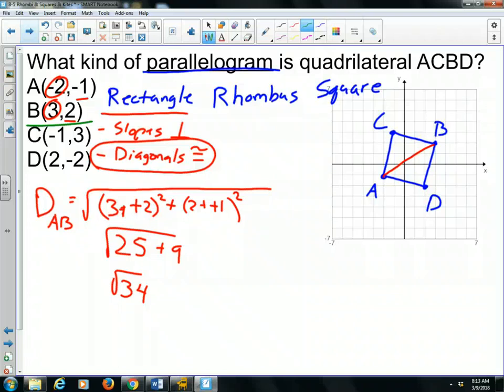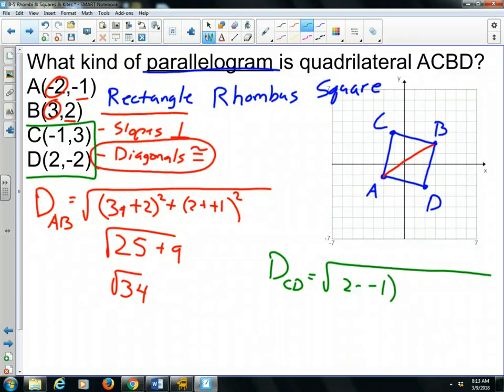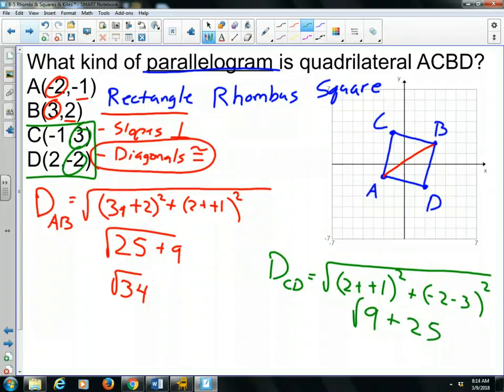So let's find the distance between point C and point D. The distance from C to D equals the square root of 2 minus negative 1, because that's x2 minus x1, plus y2 minus y1, negative 2 minus 3, that quantity squared. 2 plus 1 is 3, and 3 squared is 9, plus negative 2 minus 3 is a negative 5. Negative 5 squared is a positive 25. So the square root of 9 plus 25 is the square root of 34.